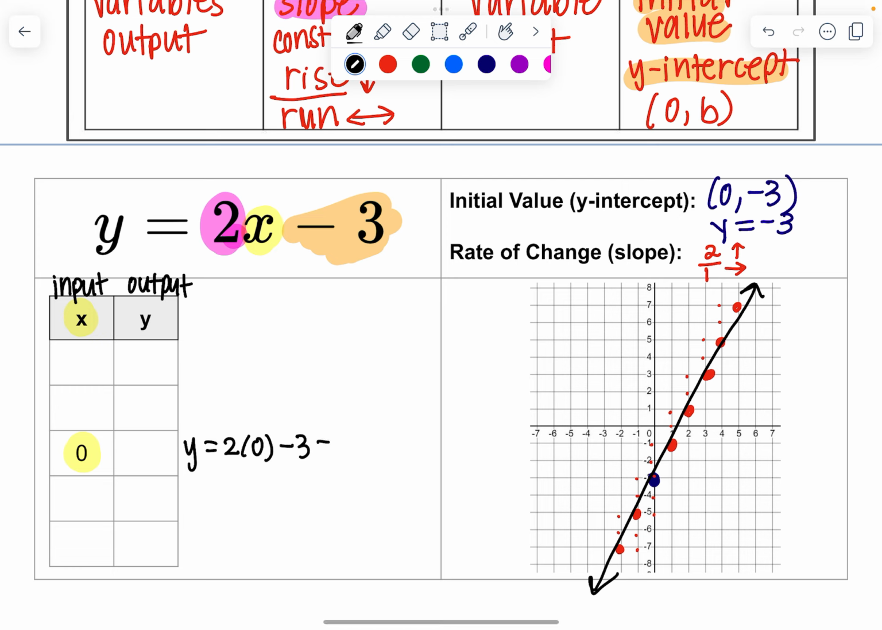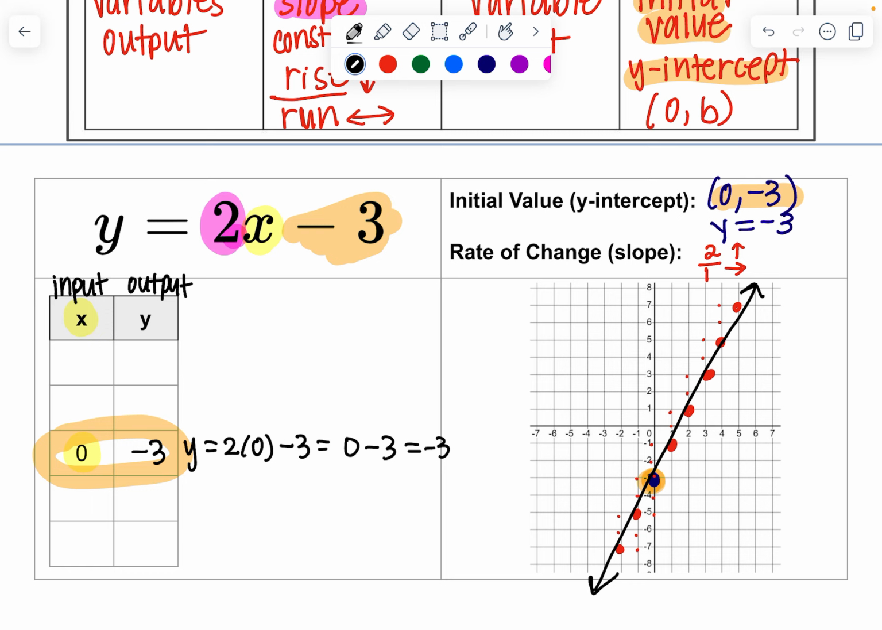Now I need to use the order of operations to finish solving. 2 times 0 is 0. Take away 3. That gives me my output value of -3. So 0, -3. Look at that, that's right here. That is my y-intercept. Pretty cool. And now my table's empty.